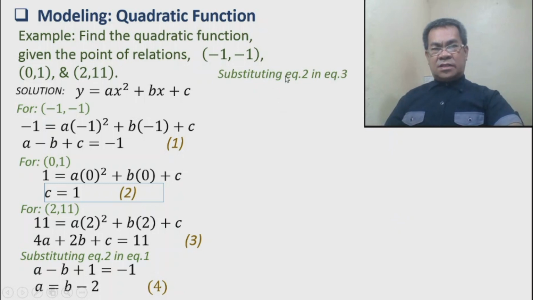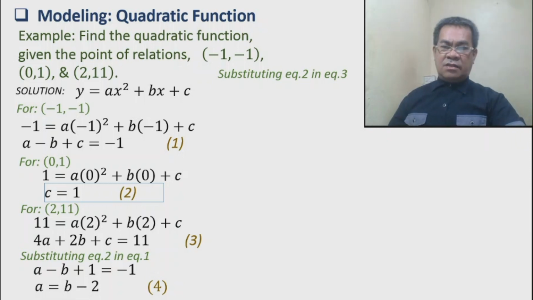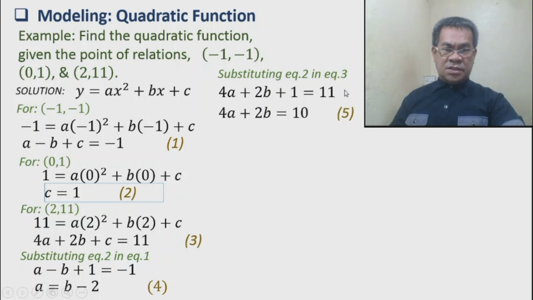Then substitute equation 2 in equation 3. Previously we did 2 in 1, this one is 2 in 3, to eliminate the constant C. So our equation 3 now becomes 4A plus 2B plus C, but C is equal to 1. So then we have this as equation 5. Transpose this. Then we can equate 4 and 5, because 4 and 5 involve only A and B.